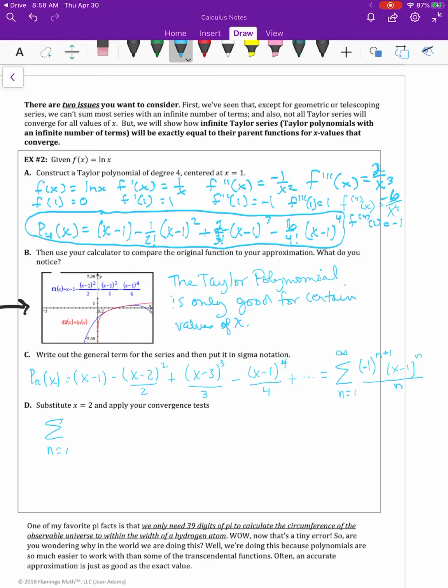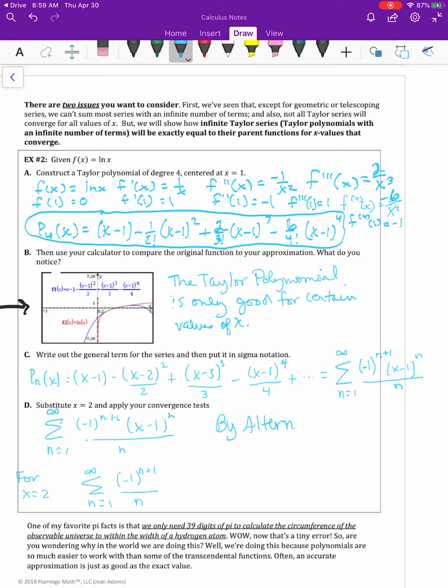And then they want us to substitute x equals 2 and apply our convergence test. So we're going to take our summation, n equals 1 to infinity, -1 to the n plus 1 times x minus 1 to the n over n, and for x equals 2, summation n equals 1 to infinity, -1 to the n plus 1. When I put 2 in here, I just get 1, so I really don't even need it, right? When I put a 2 in there, that's what my summation is.